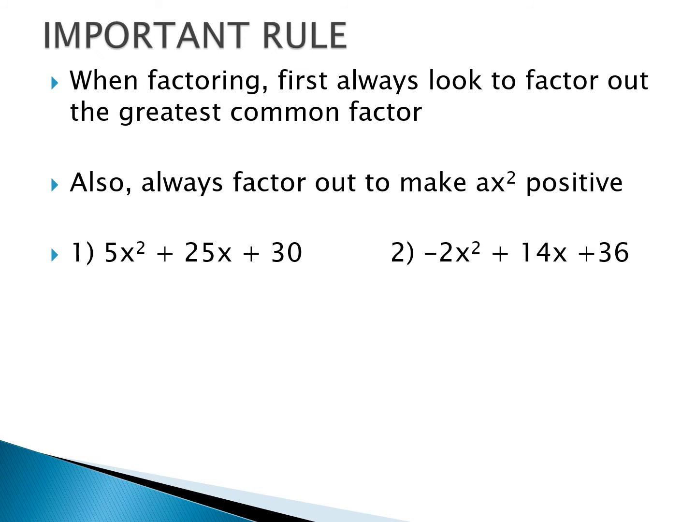So for both of these, I want you to see what it would look like if you factored out the GCF. Taking note of my second statement there, you always want to factor out the ax squared so it's positive. So for number 2 there, you've got a negative 2x squared. I want you to factor a negative out to make that positive. So go ahead and factor out the GCFs, and then go ahead and factor these two.